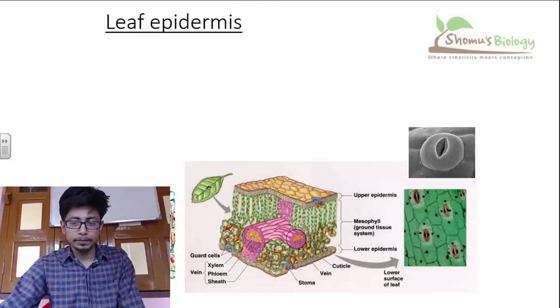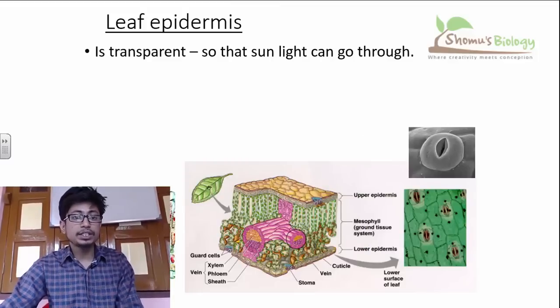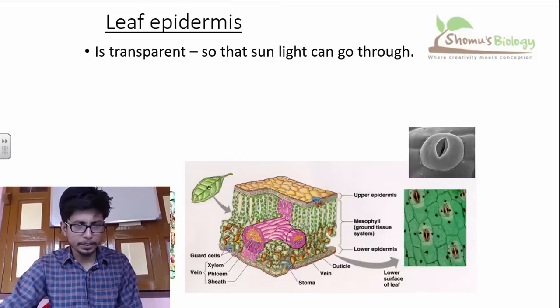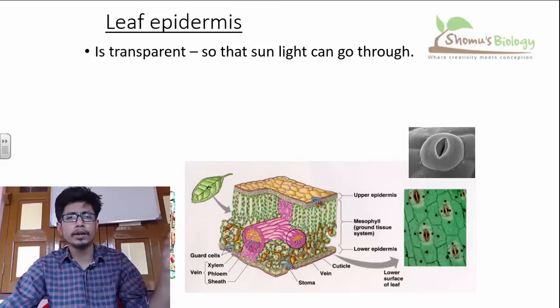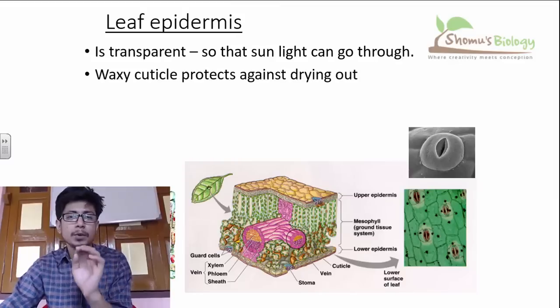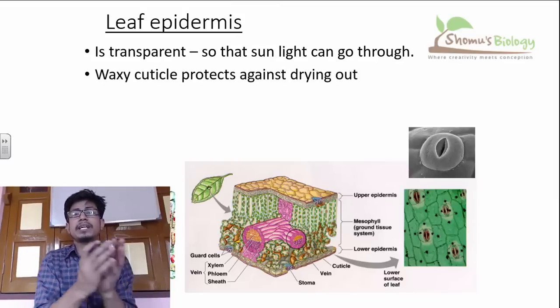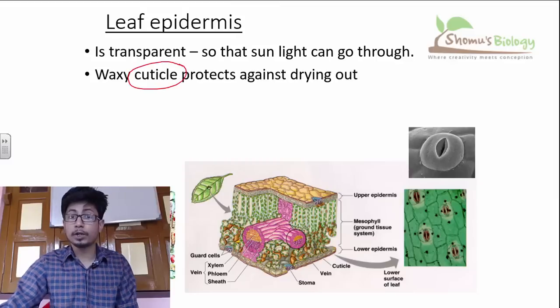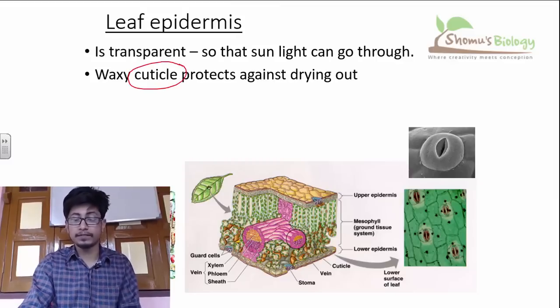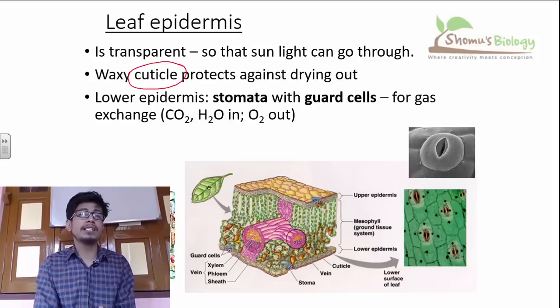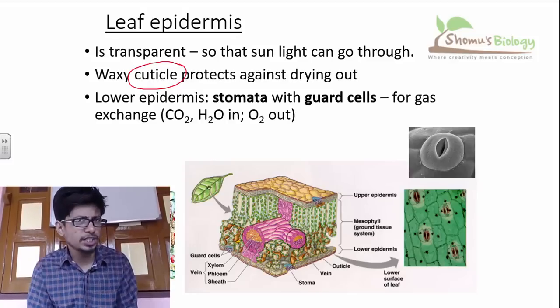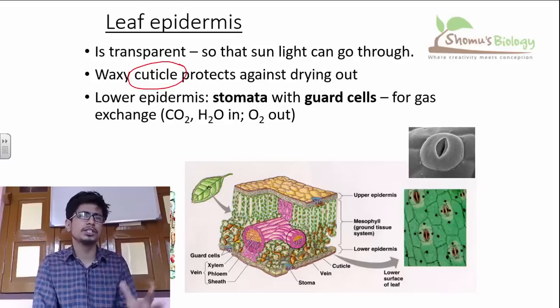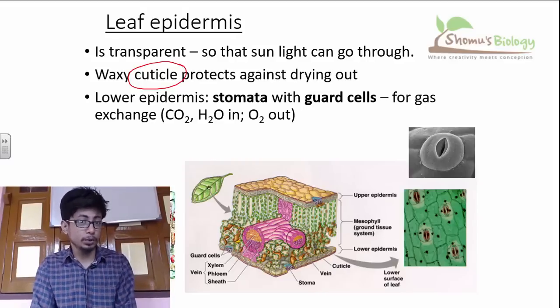Now if you see the upper epidermis, it is transparent. You see, this is the upper epidermis, one very thin layer of cells. Light can easily pass through this. In some cases it is covered with a kind of waxy material, and we call it the cuticle, which protects the plant cells and the leaf cells against drying, because plants survive in very harsh conditions, like huge temperatures all the time and dryness. So it needs to survive with this cuticle layer.